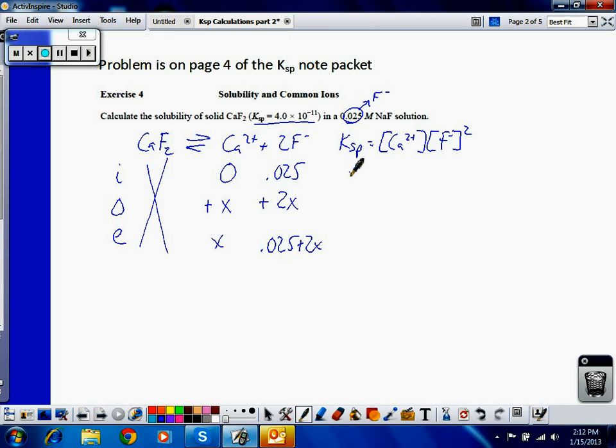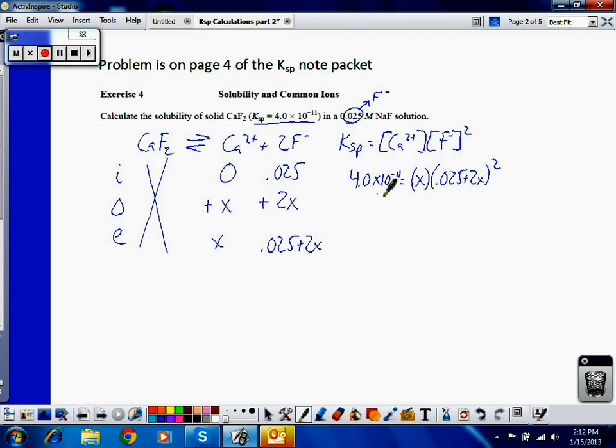Now when I come to plug this in, I see 4.0 times 10 to the negative 11th is equal to the concentration of calcium times the concentration of fluoride squared. Now the first thing you'll notice is that this is going to be nasty. This is going to be a nasty cubic equation. So there must be some way to simplify this so we don't have to do all that math. Well, as it turns out, there is.